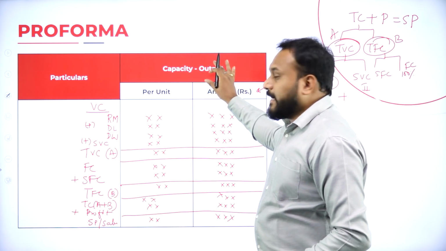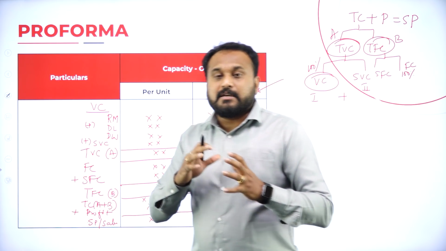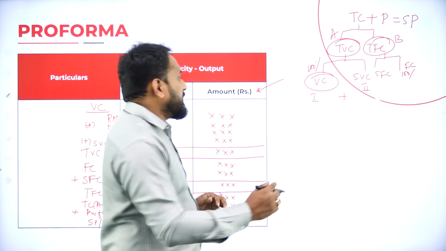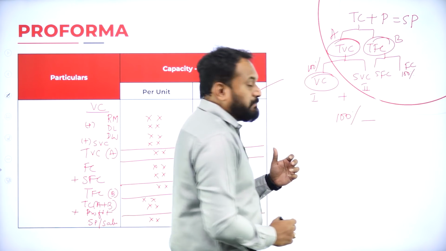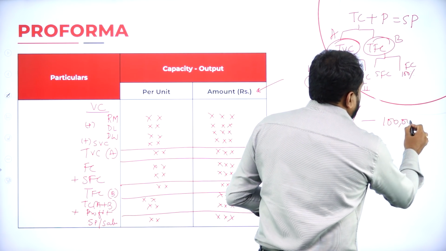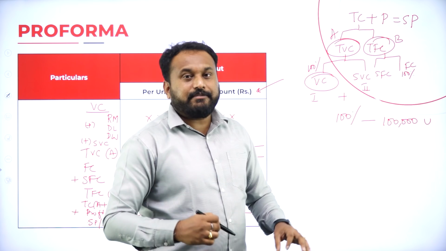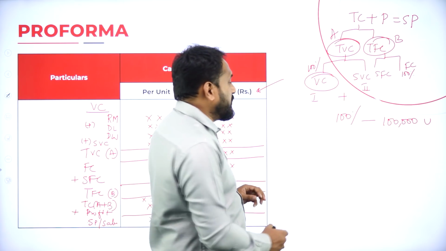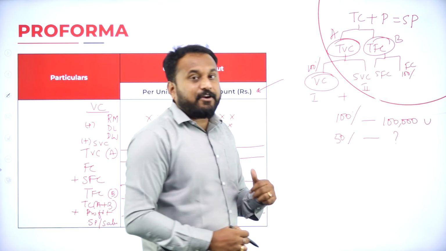So what is this capacity and output? You are supposed to understand here. Capacity in the sense, for example, there is a machine which is manufacturing at 100%, 1 lakh units. So understand here, 100%, there is a machine which is manufacturing. You will make 1 lakh units. Supposing the manufacturer is not using the machine 100%, he is only using 50%. Then how much will he manufacture?